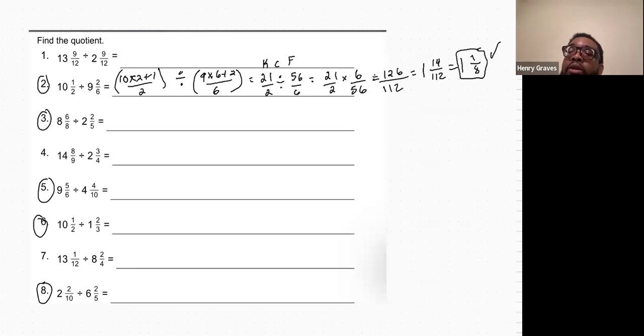All right, on the next one, number 3, I'm going to go ahead and convert that mixed number to an improper fraction. Improper fractions, guys, are when the top number. In fact, let me write this out here. Improper fractions is when the top is bigger than the bottom.